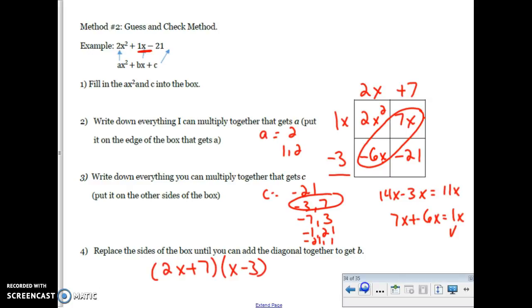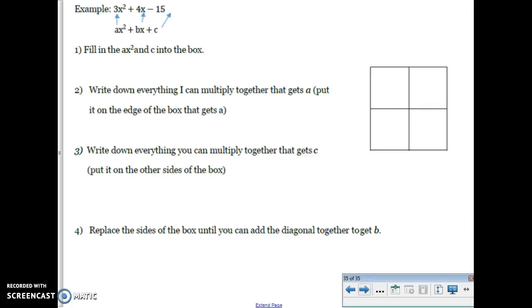Let's look at another example. Same basic idea. I want to put 3x squared and minus 15 here. And I'm going to write down everything I can that multiplies to get me a. Well, a is 3. That's easy. What gets me a? 3 and 1. So I have 3x and 1x, because if I multiply 3x and 1x, I get 3x squared.